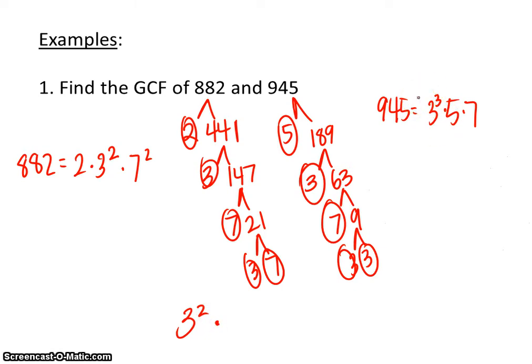They don't both have 5s, but they both have at least one 7. So that's what I'm going to put down there, and that will help me get my greatest common factor. So 3 squared is 9, and 9 times 7 is 63. So they are both divisible by 63. That's a factor of both of them, but that's actually the greatest one, and this is our way to guarantee that that's the greatest one. Okay?